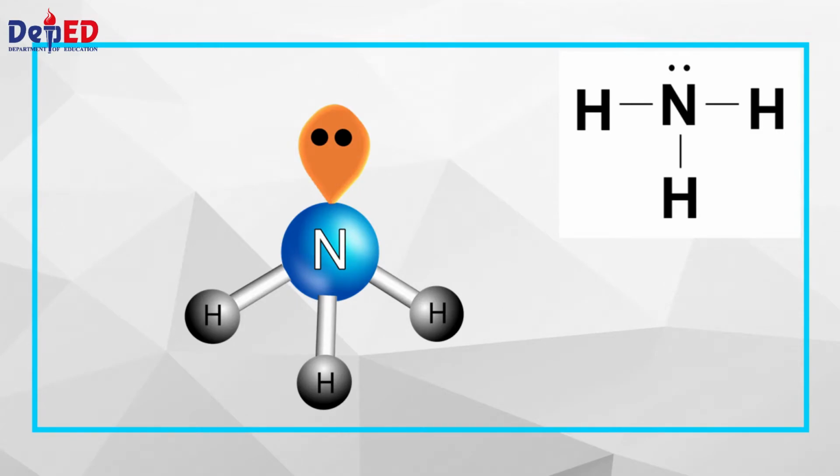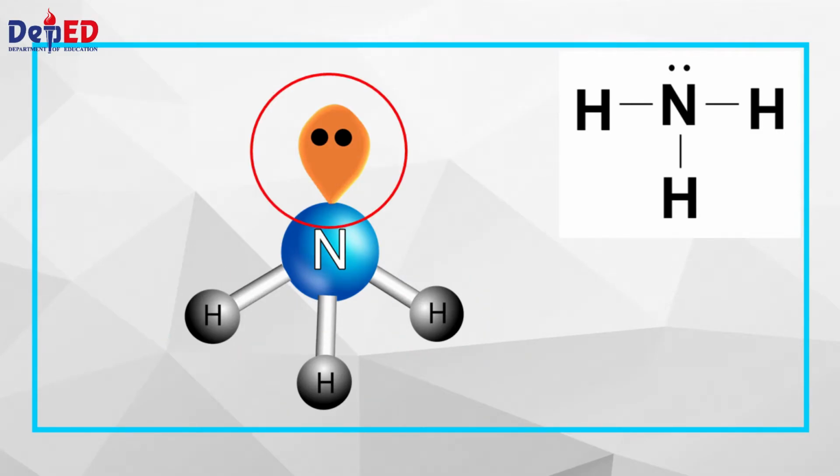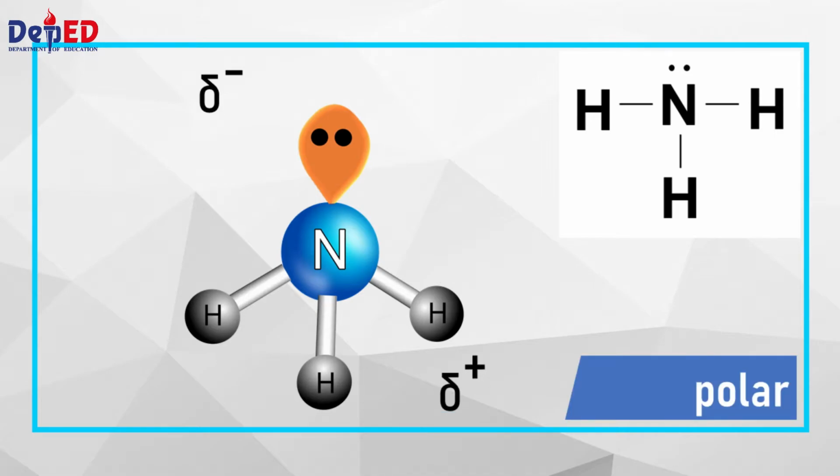The 3 hydrogen atoms bonded with the nitrogen atom at the center. Notice that there is still a lone pair left. We could say that this side is where electrons are more concentrated. Thus, we can label this as partially negative and this as partially positive. There is asymmetry of charges, so a dipole moment is present. Therefore, ammonia is a polar molecule.